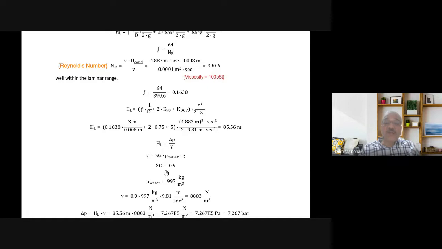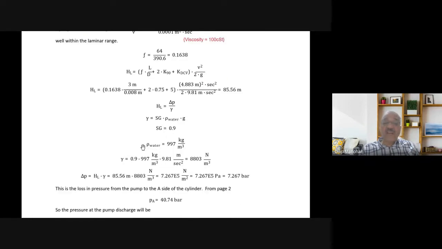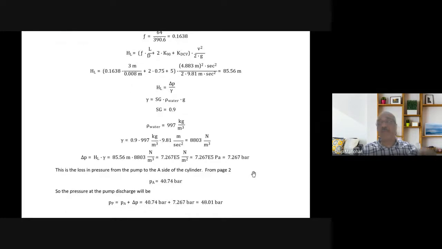Put the values: specific gravity 0.9, so the density of the oil will be 0.9 times the density of water. Gamma is assumed as 997. We can neglect the difference, let us assume that is okay instead of 1000. Then put the value of pressure drop head 85, and you get delta P in terms of rho g h equal to 7.267 bar. That means from point PP to point PA, there is a pressure drop of 7.267.